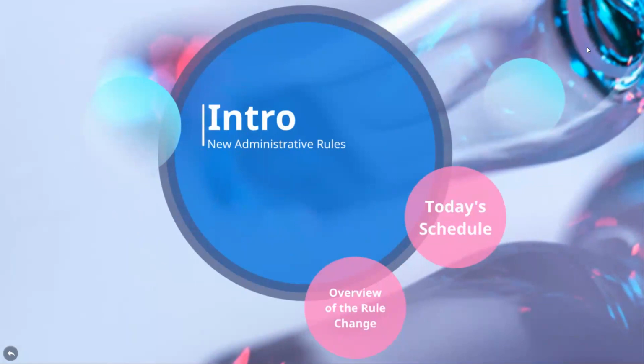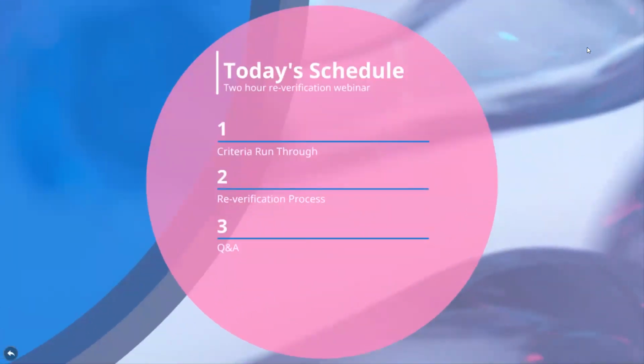Okay, we're holding this webinar today in order to educate you, our Level 4 partners, on the new administrative rules and reverification criteria that have been put into Iowa Administrative Code. These new rules will help guide our trauma system moving forward. Today's schedule has 2 hours set aside for the webinar. We're going to start with a run-through of the new criteria and then a brief overview of the reverification process.